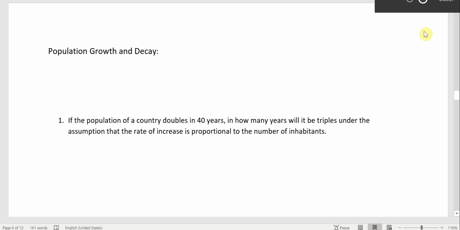In this video lecture, we will learn the topic population growth and decay. The prerequisites to learn these topics are: you should know how to solve a separable differential equation, and the second one, you should know the properties of logarithms. These two are the requirements.